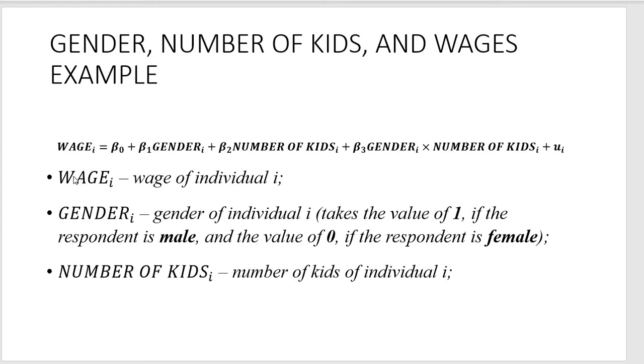So wage stands for, let's say, the annual wage. Gender is the gender of individual i. It takes the value of 1 if the respondent is male and the value of 0 otherwise. So basically when the respondent is female. Again, I'm sorry for this. This was sexist but not intentional. And number of kids simply stands for the number of kids of individual i.